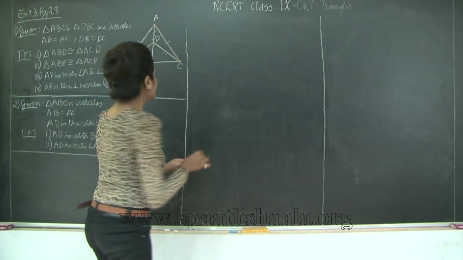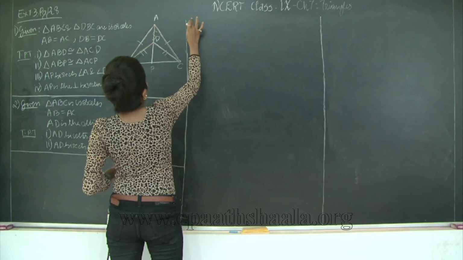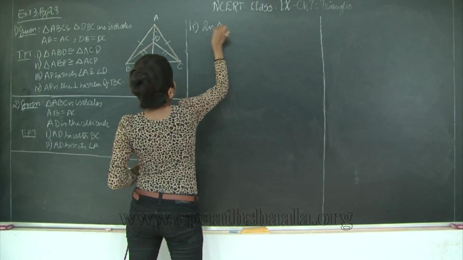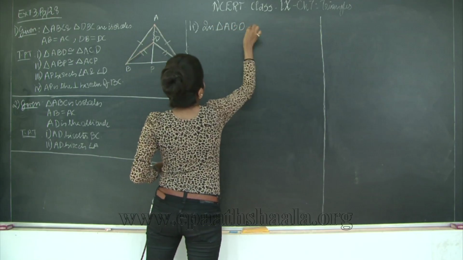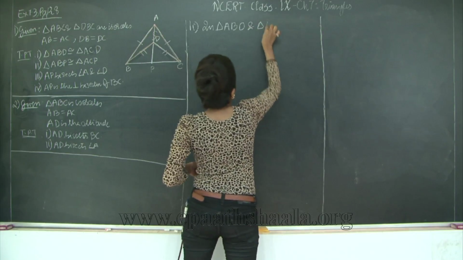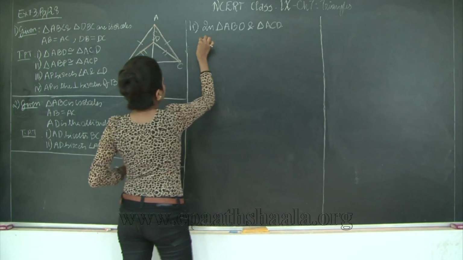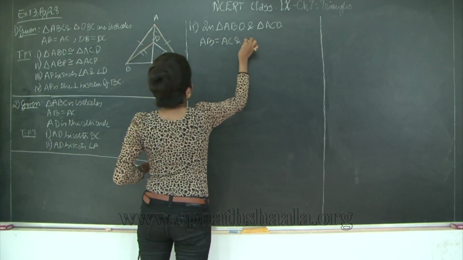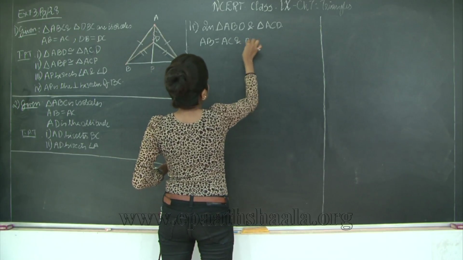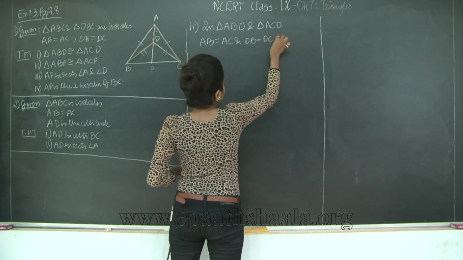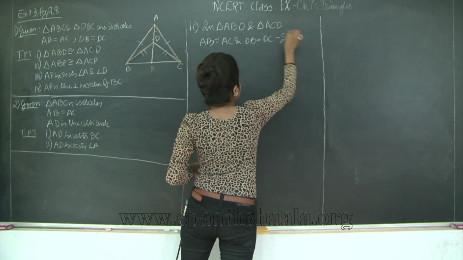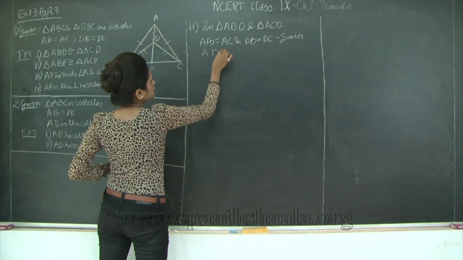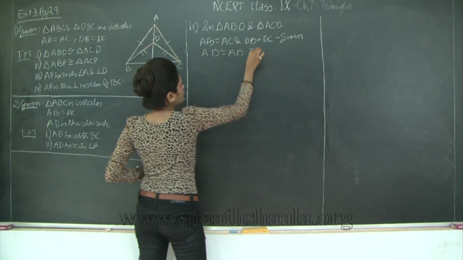Now let's go ahead and write the proof for the first part. So I'll say 1. In triangle ABD and triangle ACD, AB is equal to AC and DB is equal to DC, both are given. Also I have AD as the common side. So AD is equal to AD, common side.